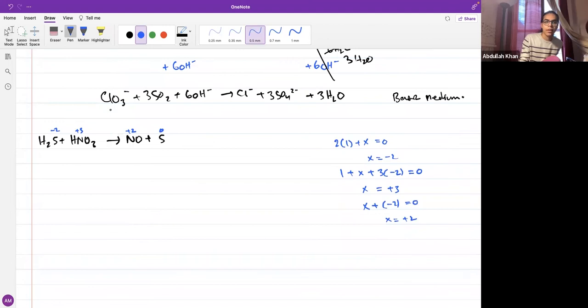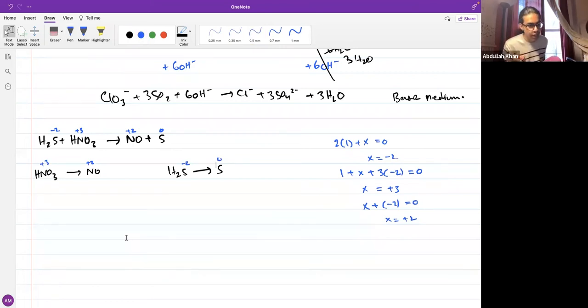Clearly, nitrogen is getting reduced. Sulfur is getting oxidized. And so let's separate these out. HNO3 becomes NO. H2S becomes S. I'm going to rewrite the charges here. It's going from +3 to +2. And this thing's going from -2 to 0. 1 nitrogen on each side, 1 sulfur on each side. So I don't have to worry about doubling or tripling.